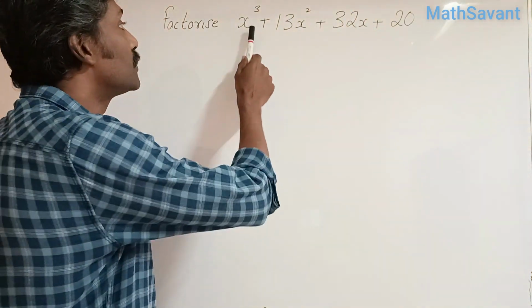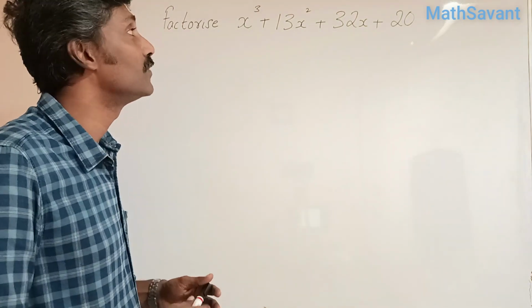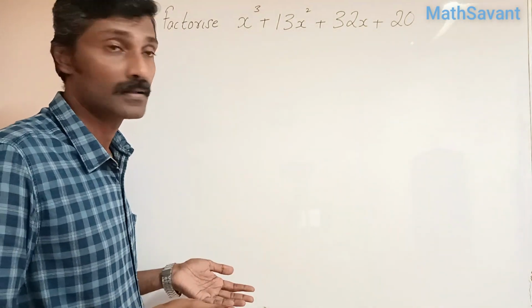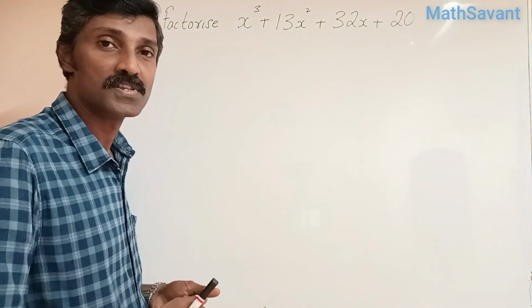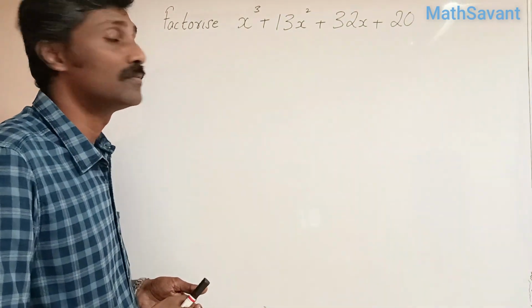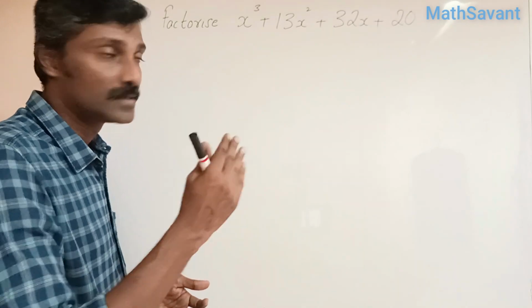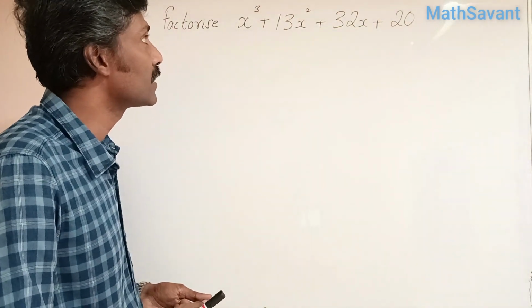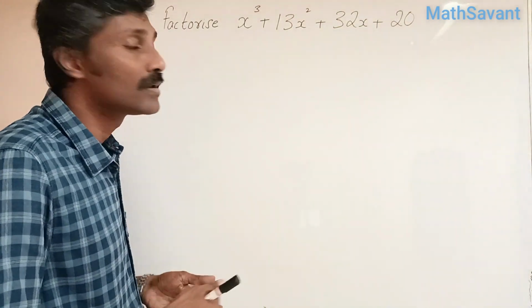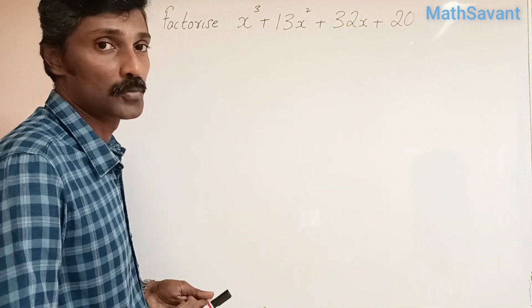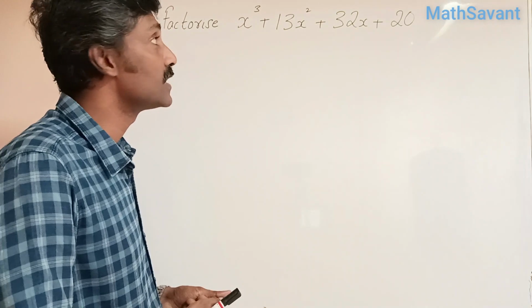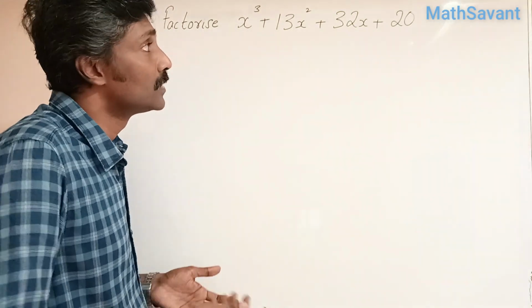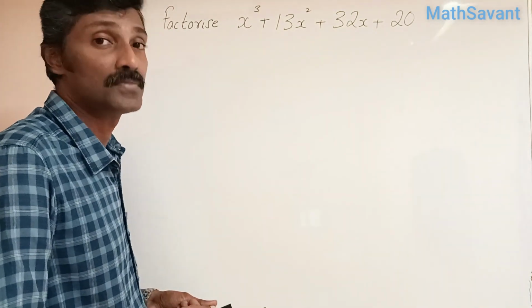When you have a cubic polynomial, I think we need to start with a trial and error method, because we need to find out at least one root of this polynomial and then we can proceed with the solution. So let's try how to find out the first root of this polynomial. This is p of x. If p of x equal to 0, then we say x is a root of that particular equation. So how do we find the first root?